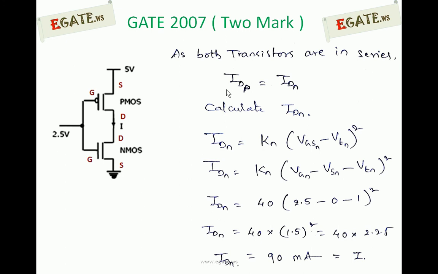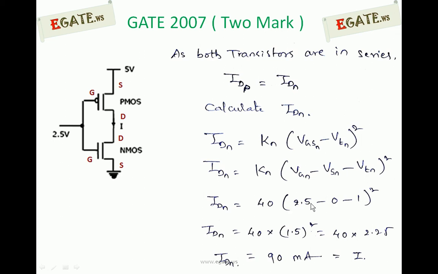Calculate the drain current of NMOS. As the NMOS is in saturation region, we use the drain current equation for saturation region: IDN is equal to Kn into (VGS minus VT) whole square. Kn is given as 40. VGS is VG minus VS of NMOS, that is gate voltage minus source voltage. The gate voltage of NMOS is connected to 2.5 volts, so VGN is 2.5. VSN is 0 volts since the source is connected to ground. And VTN, the threshold voltage of NMOS, is given as 1.